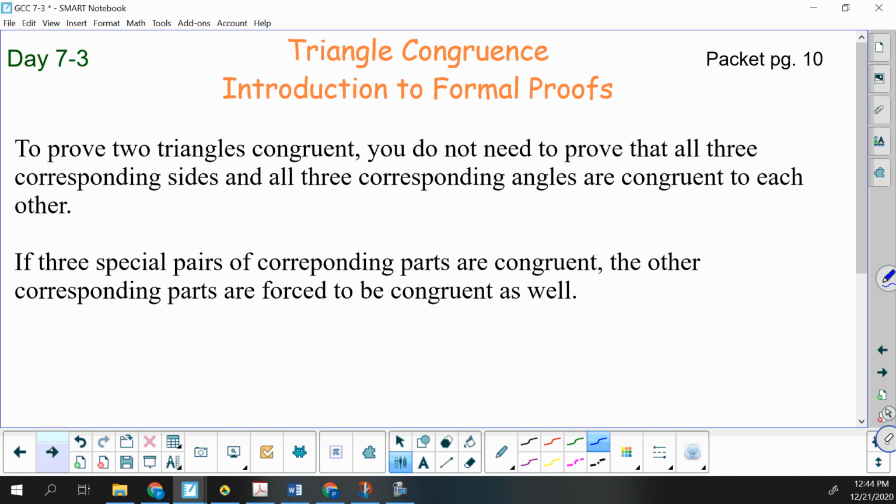So we're going to be on packet page 10. We're going to be starting to use our reasons to actually prove triangles congruent. To prove two triangles are congruent, remember congruent means that they are exactly the same. You don't necessarily have to prove that every single part is the same in them. We just need to get three specific things that are the same, and then the others will just follow suit.